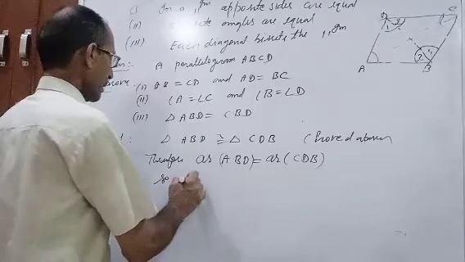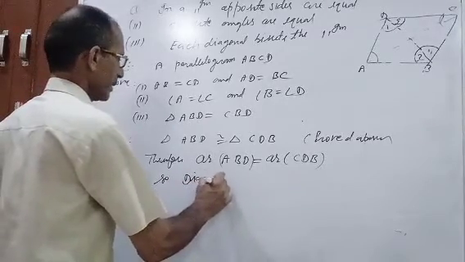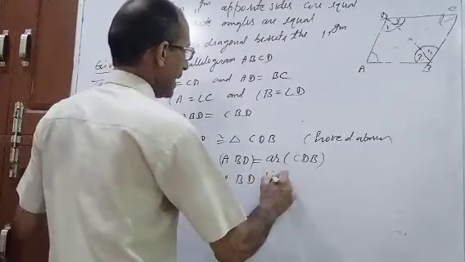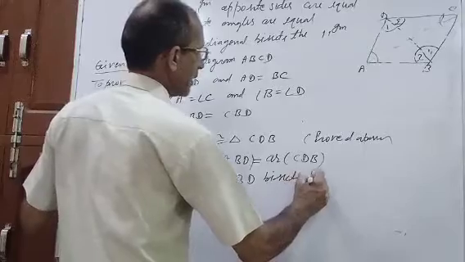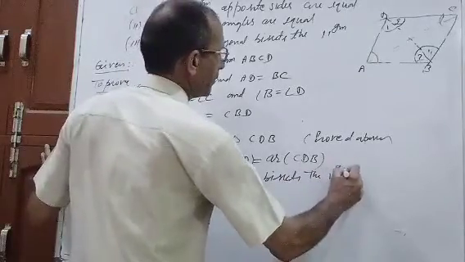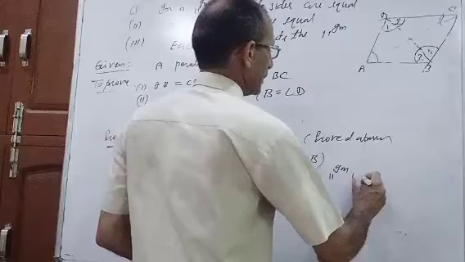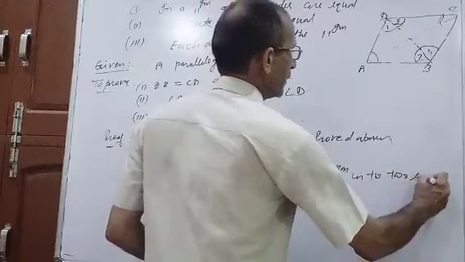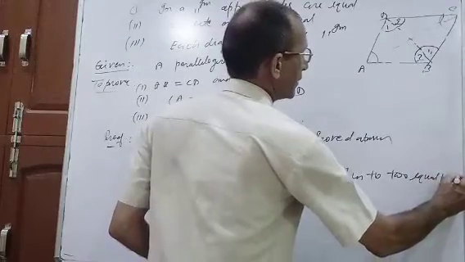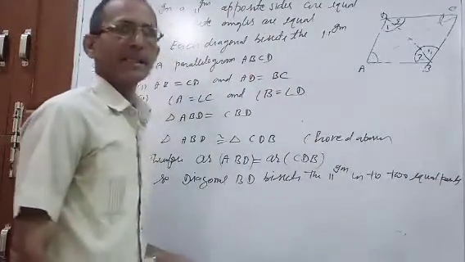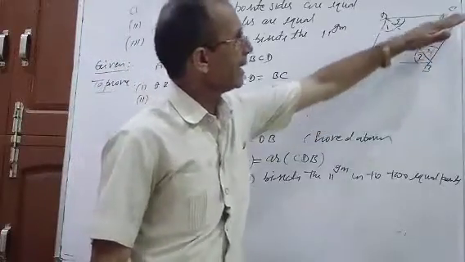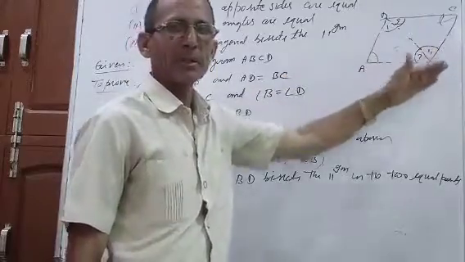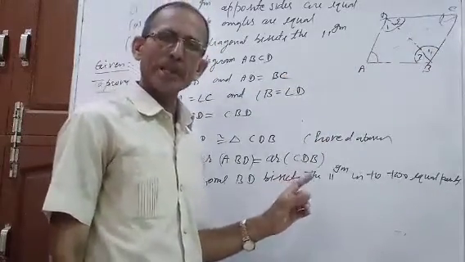So diagonal BD bisects the parallelogram into two equal parts. Similarly, I have taken this diagonal, but you can take the other diagonal also, no problem. Then also you can prove this portion will be equal to this one. So no need to give the second proof.